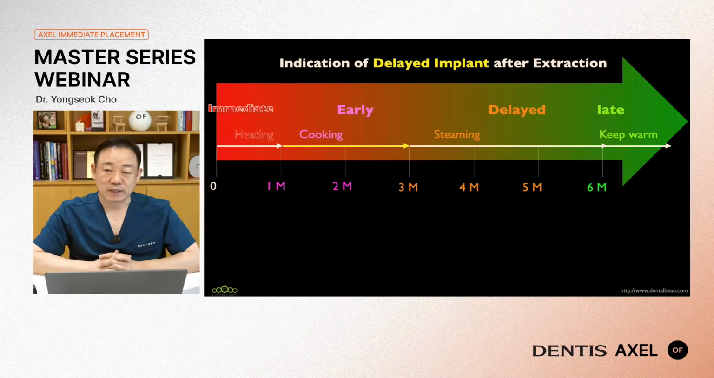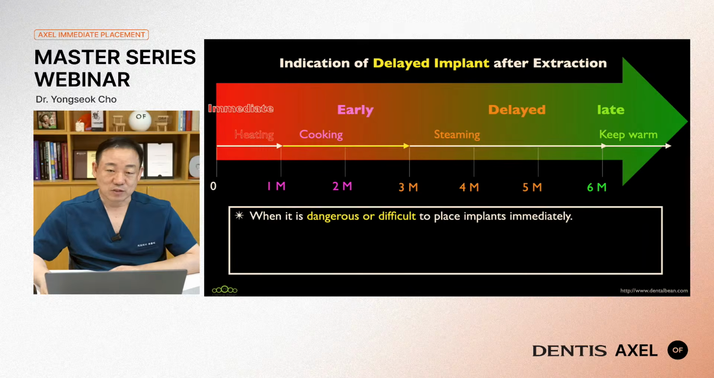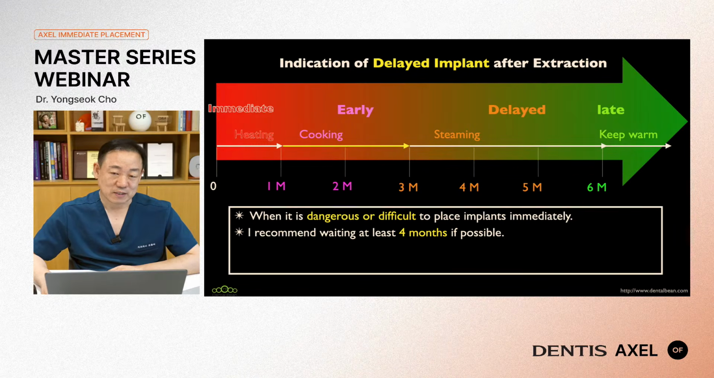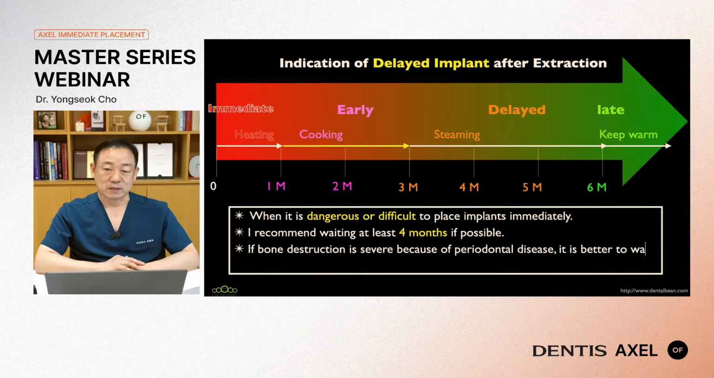The indication of delayed implant is when it is dangerous or difficult to place an implant immediately. I recommend waiting at least 4 months if possible. In many cases, especially when the patient's tooth was extracted because of periodontal disease, 3 months is not enough. Even 4 months looks not enough. In this situation, even 6 months looks better than 3 or 4 months. When it is a fresh extraction socket, you can wait 3 to 4 months.